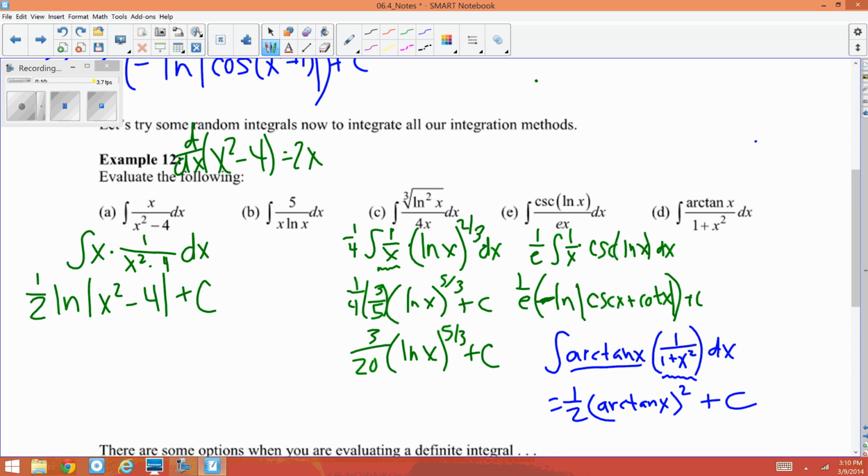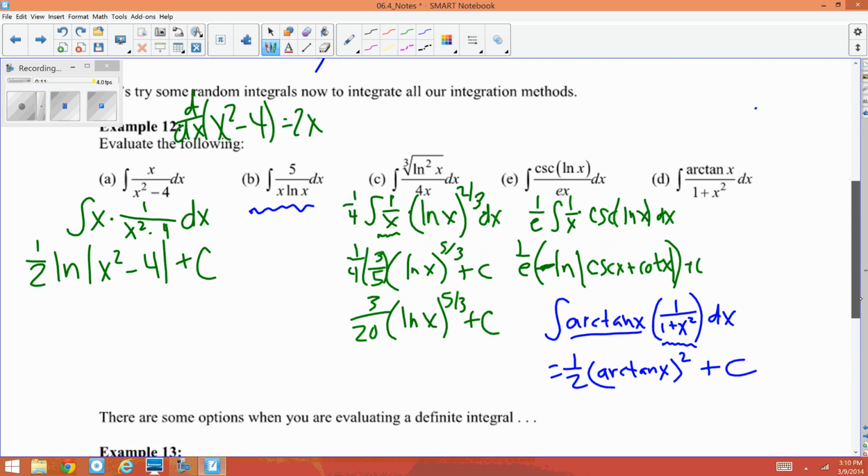So go ahead and do part B for your whisk. And I wanted to cover probably one more example. One or two, that would be fine. So just hang in there.